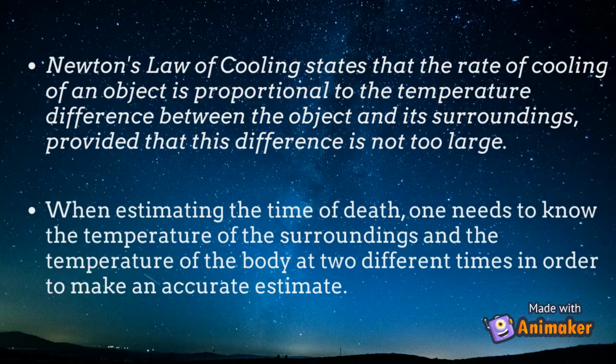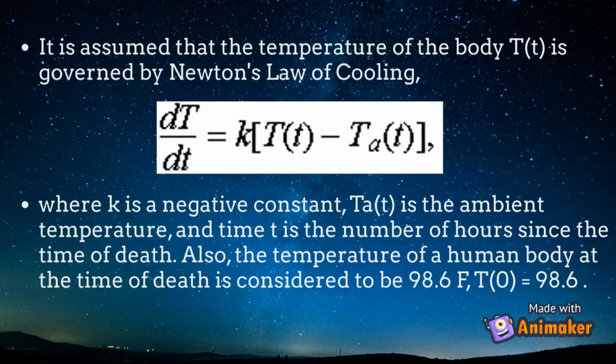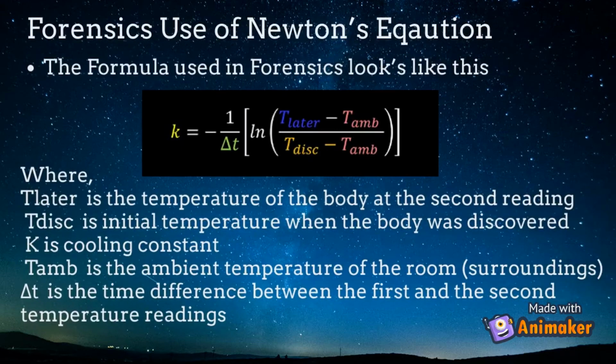It is assumed that the temperature of the body, T(t), is governed by Newton's law of cooling, where K is a negative constant, T is the ambient temperature, and time t is the number of hours since the time of death. Also, the temperature of a human body at the time of death is considered to be 98.6 F, T0. Forensic use of Newton's equation: the formula used in forensics looks like this.